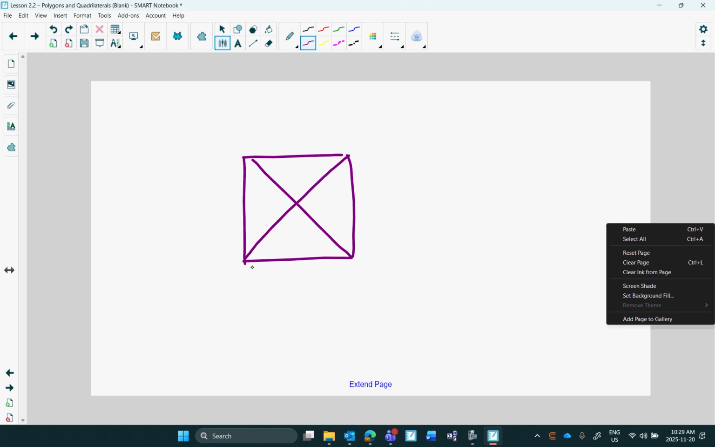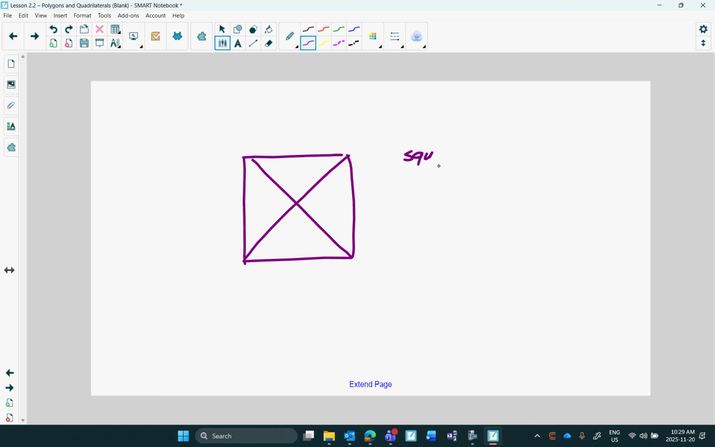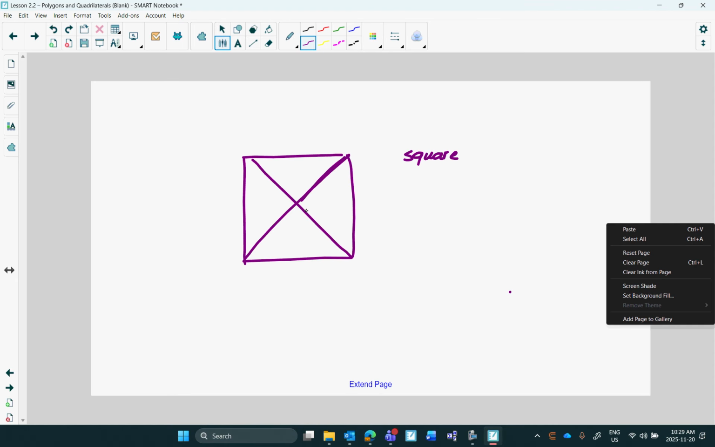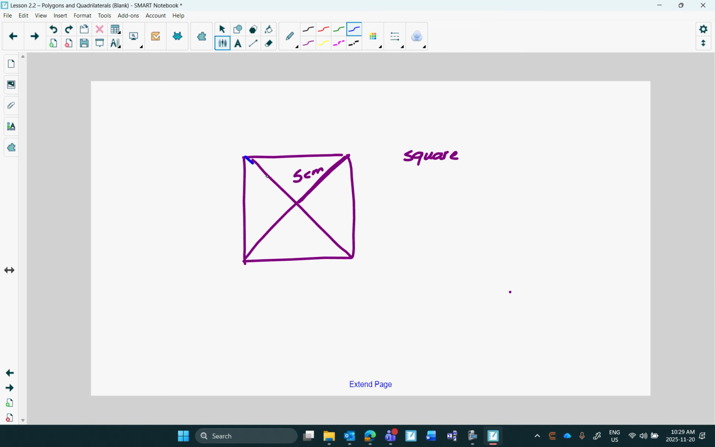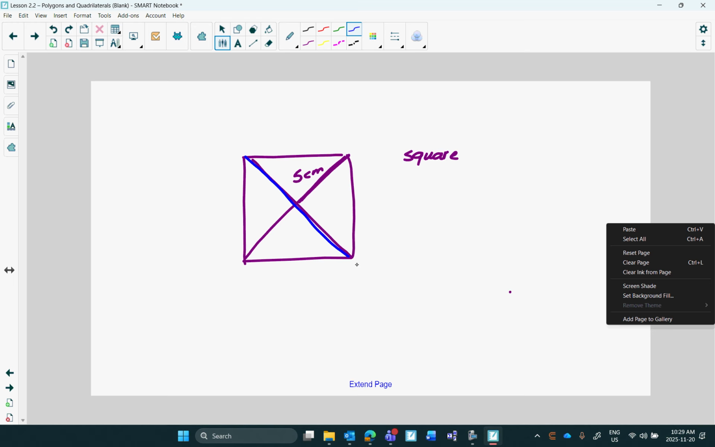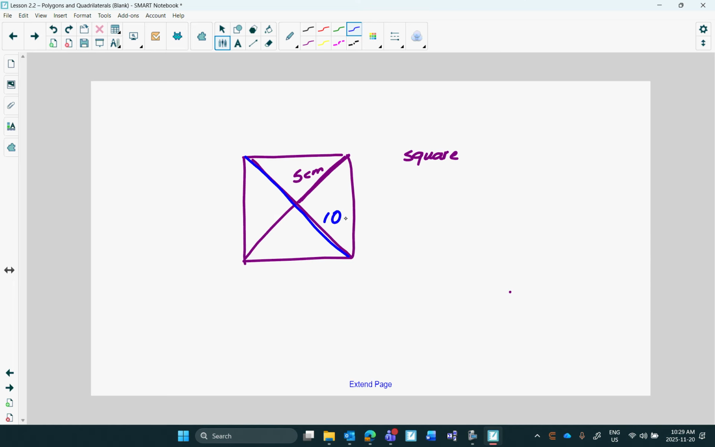What if I said this? Okay, it's a square, and I told you that this length was 5 centimeters. What's that length? 10. Good. What's this angle? 90. If it's a square, 90 degrees.